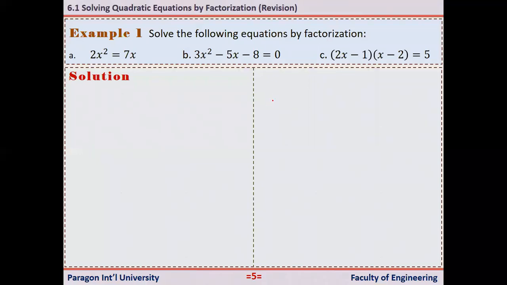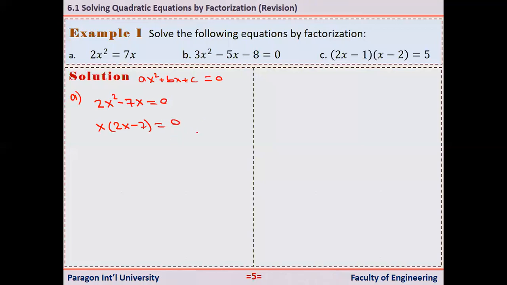Solve the following equations by factorization. The first one: to factorize this, first we have to bring it into the standard form, ax squared plus bx plus c is equal to 0. Then we have to factorize it, right? So when I bring this into this form, we will have 2x squared minus 7x equal to 0. And we know how to factorize this. x is a common factor, and we can write it as x times 2x minus 7 equals 0, right?